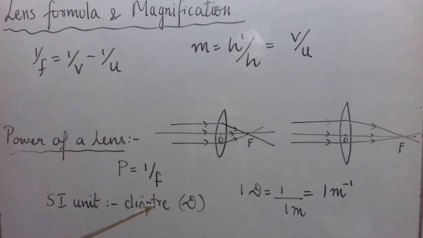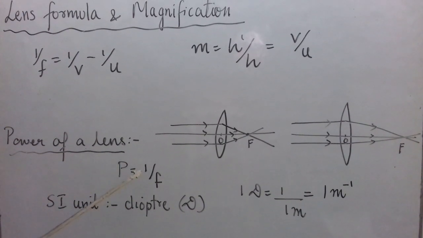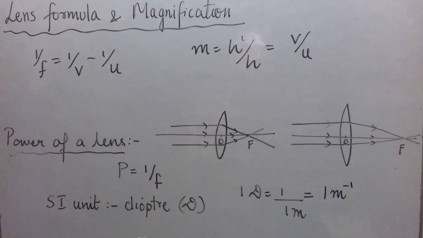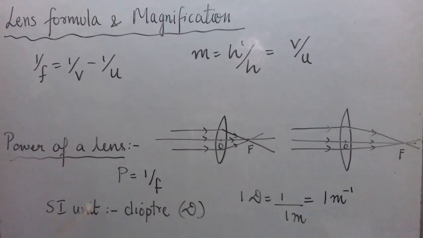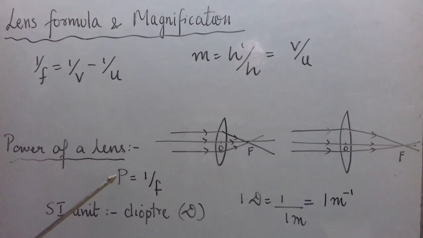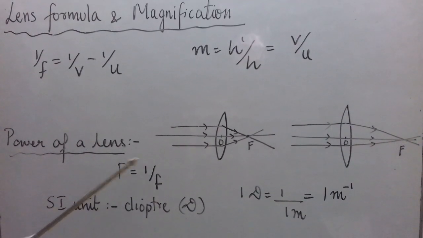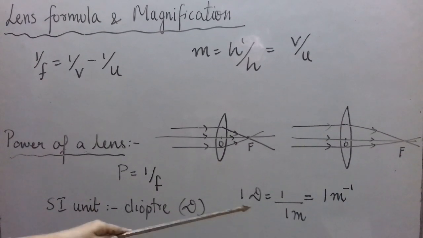We know it is equal to per meter, but we prefer to use this unit. The CGS unit will be per centimeter, and it is not given any special name. Now, if I ask you to define the SI unit of power of a lens, or define 1 diopter, how will you define it? It will be 1 diopter when f is 1 meter.